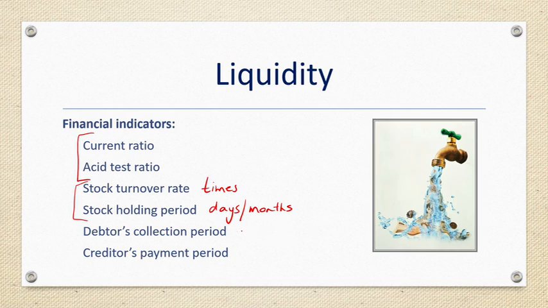Debtors collection period: we are aiming for our debtors to pay us within 30 days. And then we want to keep our money as long as possible, and we negotiate a period of 60 to 90 days to pay our creditors. But those 6 ratios refer to liquidity.